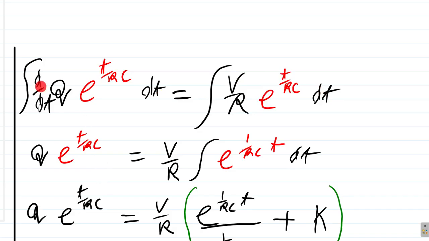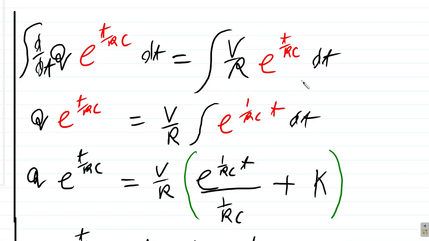Now when you integrate the derivative of a function, the function is left undisturbed, so we have q e to the t over rc. The dt wouldn't be there after you integrate. What we have is q e to the t over rc left alone, undisturbed, equals, and we put v over r outside the integral sign, so the integration is less messy, with fewer things to write in it.